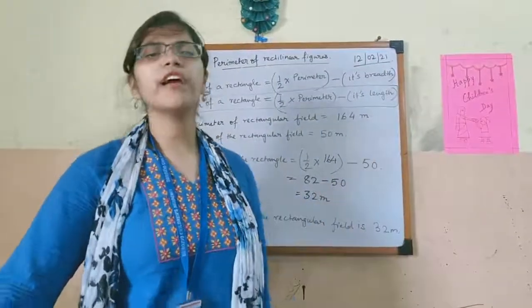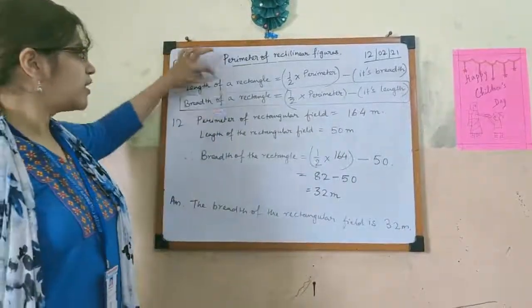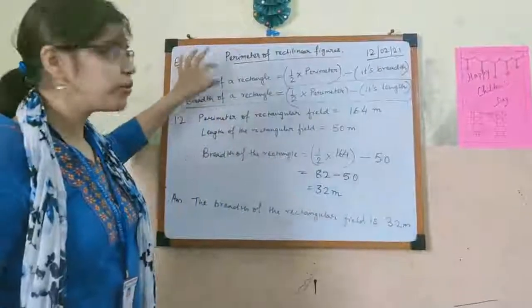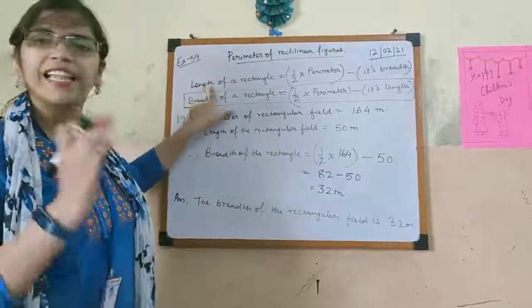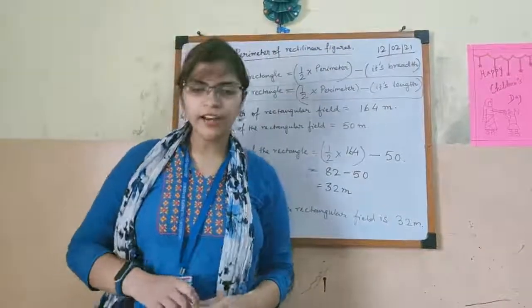In the same way, you will do sum number 13 also. In sum number 13, you will use this formula because there the breadth and perimeter will be given to you and you will have to find out the length of the rectangle. So that's all for today, students. So that completes our exercise.